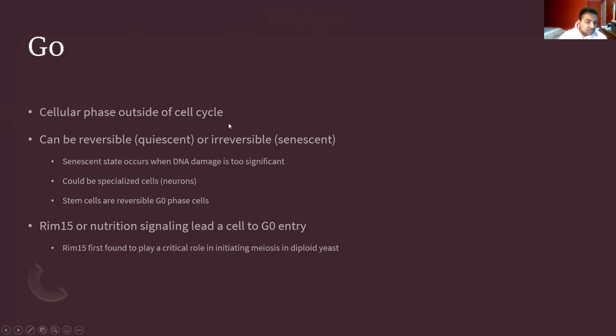For either type that enters G0, the body says, hey, we need some of these cells, through signaling hormones or signaling proteins. And then the cell says, okay, if it's in that location, and then begins doing that. RIM15 or nutrition signaling leads a cell to G0 entry. RIM15 was first found to play a critical role in initiating meiosis in diploid yeast. So this is a good clue for diploid yeast, or yeast in general.